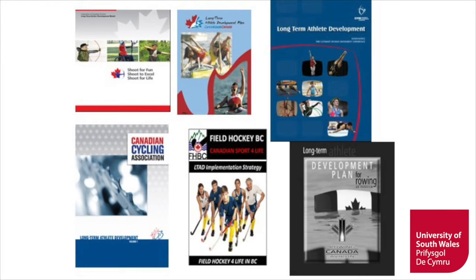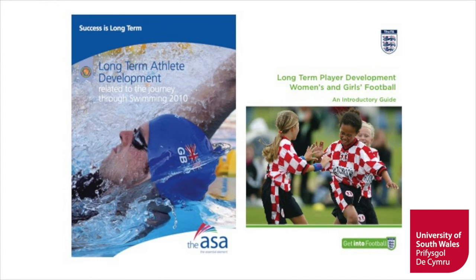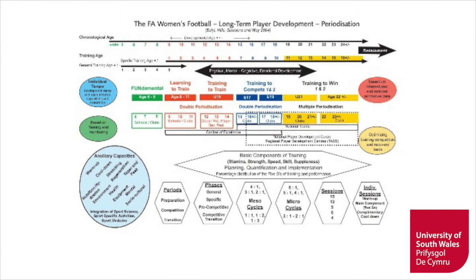And here you can see a wide variety of examples from cycling to field hockey, which have all been adapted from the same principles. Within the UK, you've got here on screen a success in long-term athlete development for swimming. And then obviously we've got a player development pathway for women and girls in football. So they've actually, which is really nice to see, developed a gender-specific development pathway for girls and women. And here you can see their model from the FA Women's Football Long-Term Athlete Development Model.